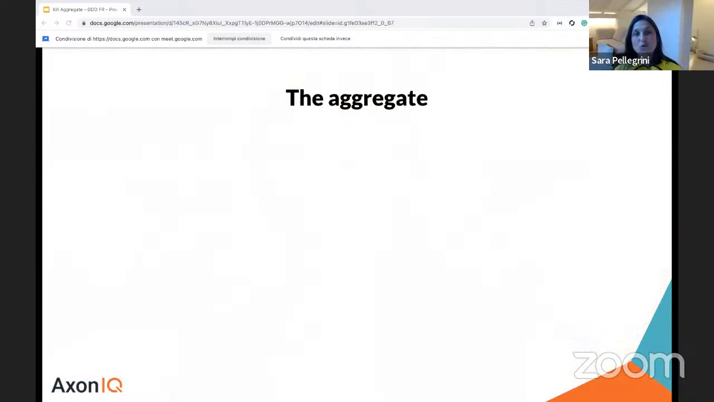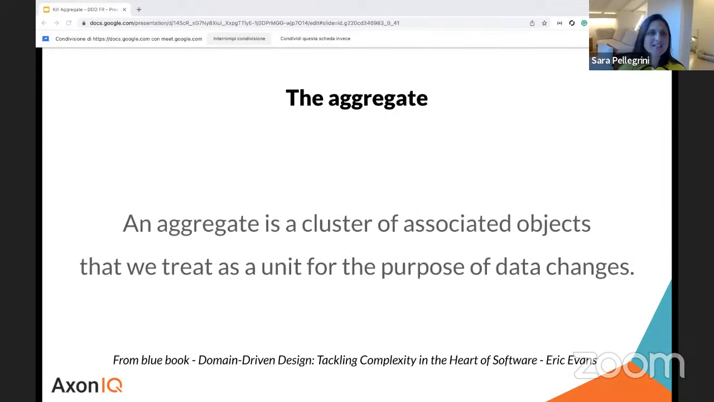The aggregate has always been one of the most controversial and weakest elements of DDD, in my opinion. Its definition is quite vague. An aggregate is a cluster of associated objects that we treat as a unit for the purpose of data changes.